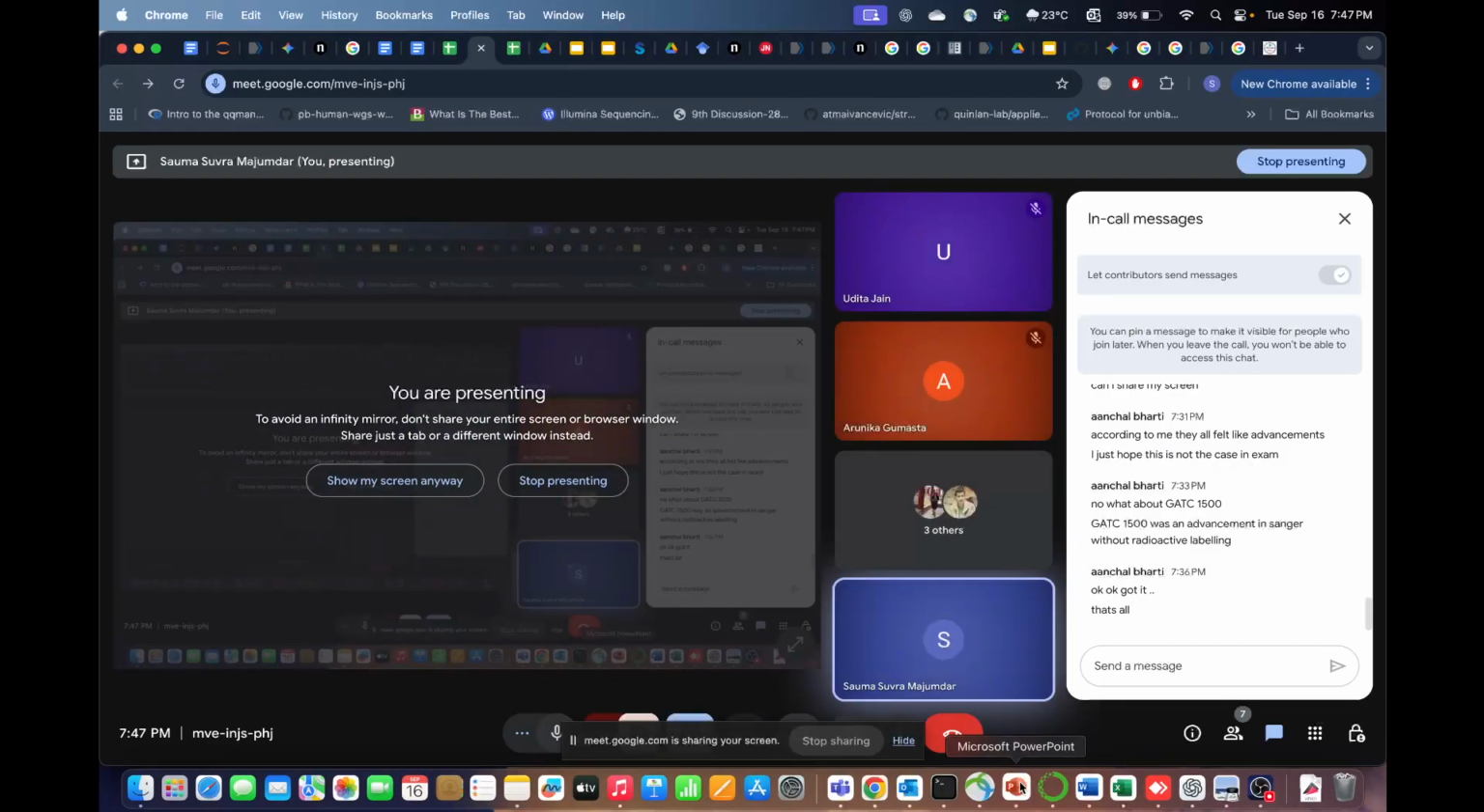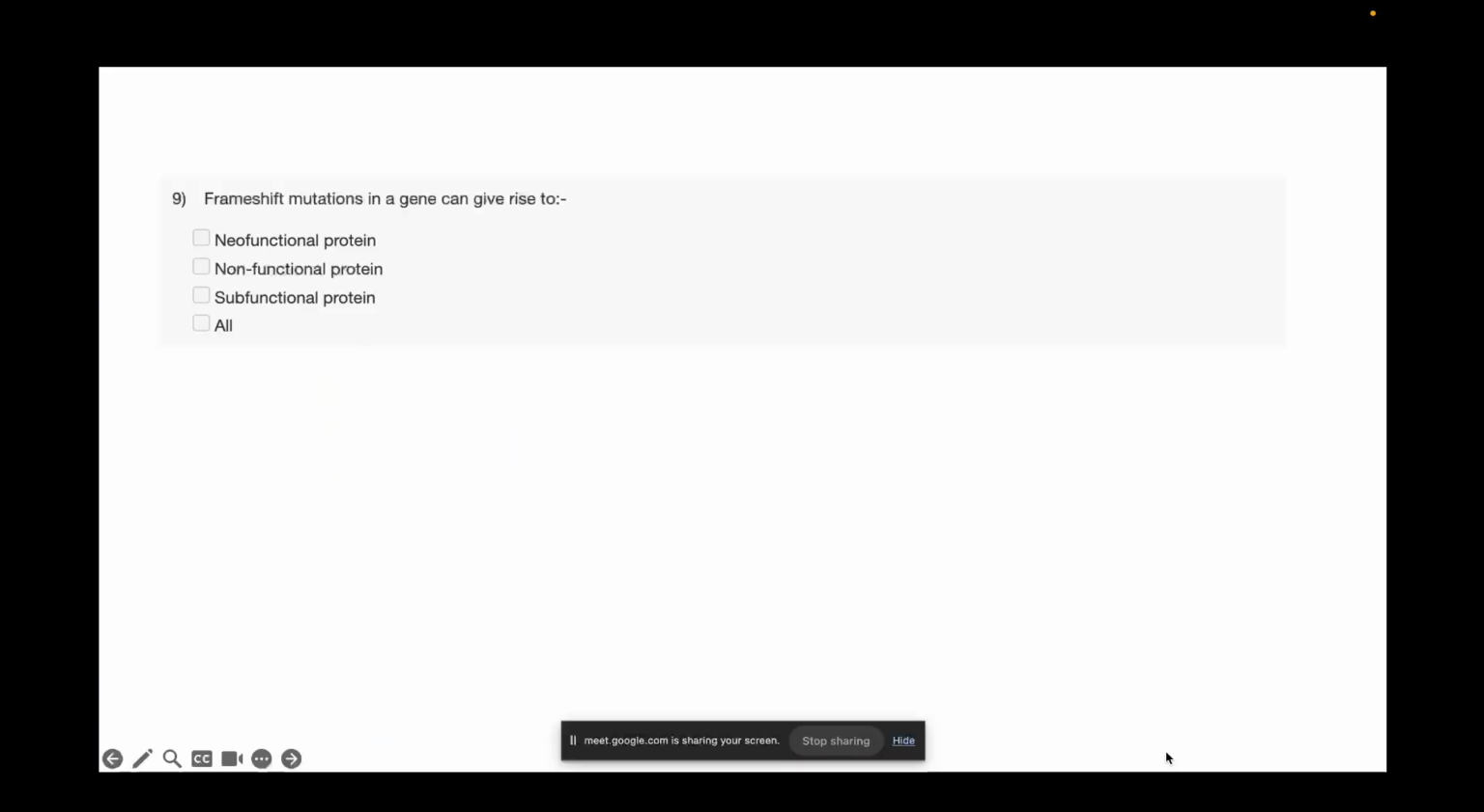So frame shift mutations can cause a lot of things in terms of proteins. It can cause neofunctional, it can cause a loss of function, which is a non-functional protein, subfunction, which is also a variation of loss of function, and basically all of these. So yeah, frame shifts are the most deleterious mutations that are possible. Most of the loss of function variants are frame shift or splice variants. So it is quite imperative. Neofunctional frame shifts are rare, but it can still happen, by the way.